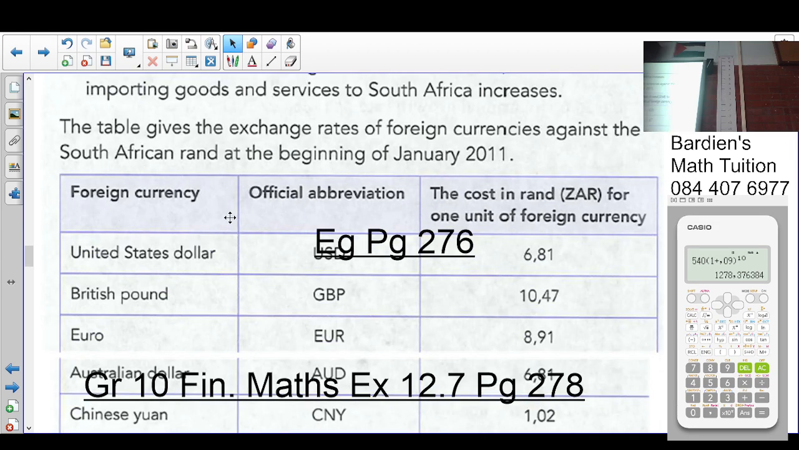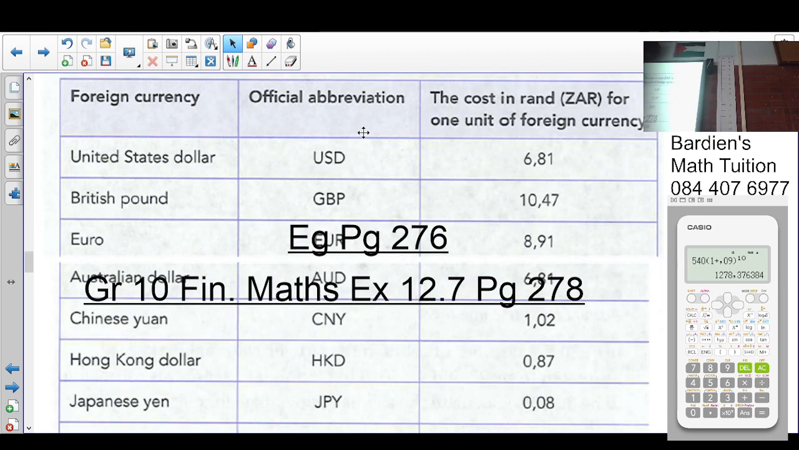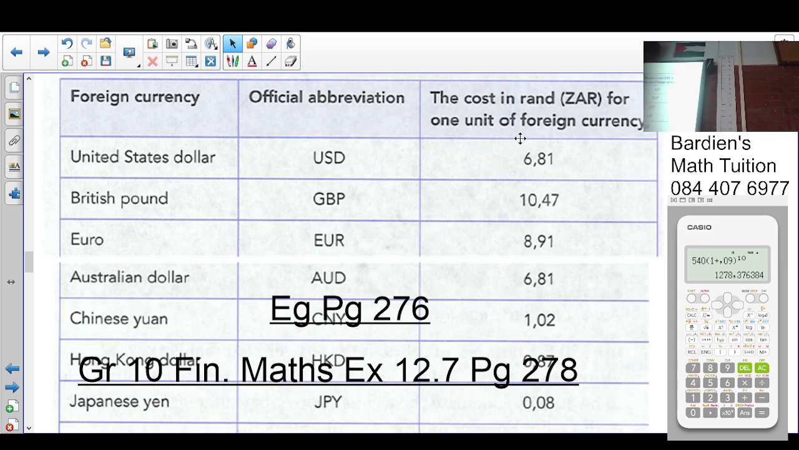The table gives us the exchange rate of foreign currencies against the South African rand at the beginning of January 2011. How many years ago was that? 12 years ago. There's an official abbreviation there, and the cost in rand, ZAR, South African rand, for 1 unit of foreign currency. So for the United States dollar, at that time you used to pay 6.81 for the dollar.